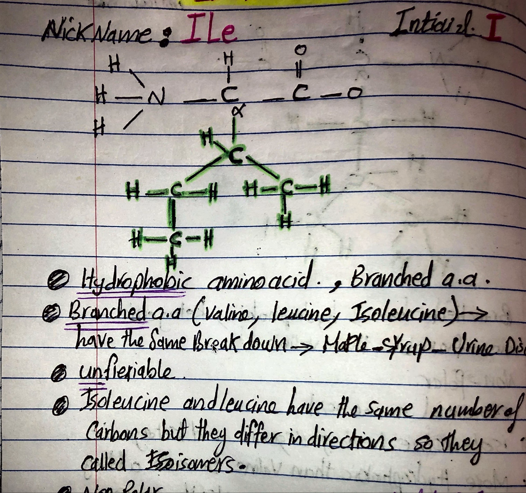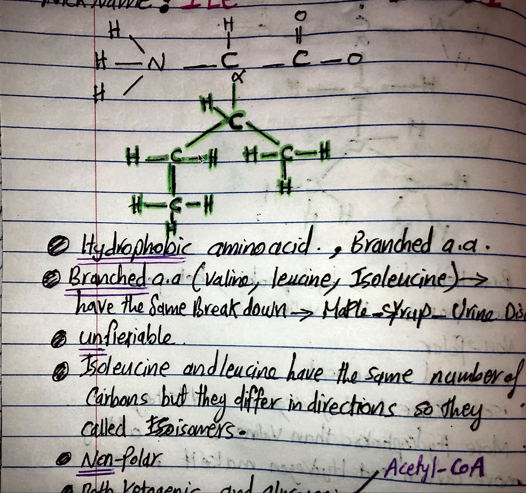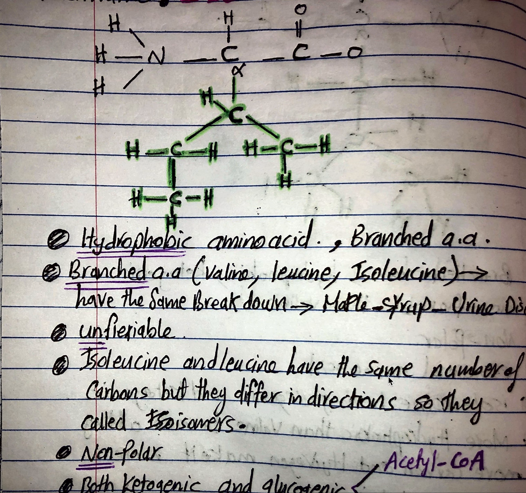If there is a mutation in the enzyme, as we mentioned before, it leads to something called maple syrup urine disease. It's unflexible because the branch is closer to the central group, which makes it unflexible. Isoleucine and leucine have the same number of carbons, but they differ in the arrangement, so we call them isomers. It's also a non-polar amino acid because there is no charge.